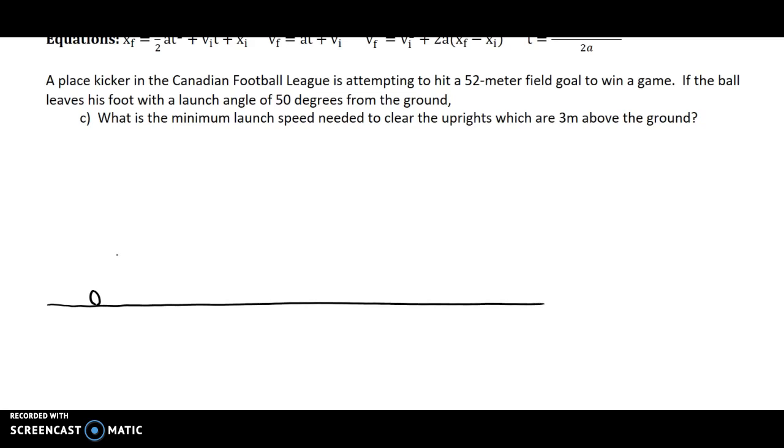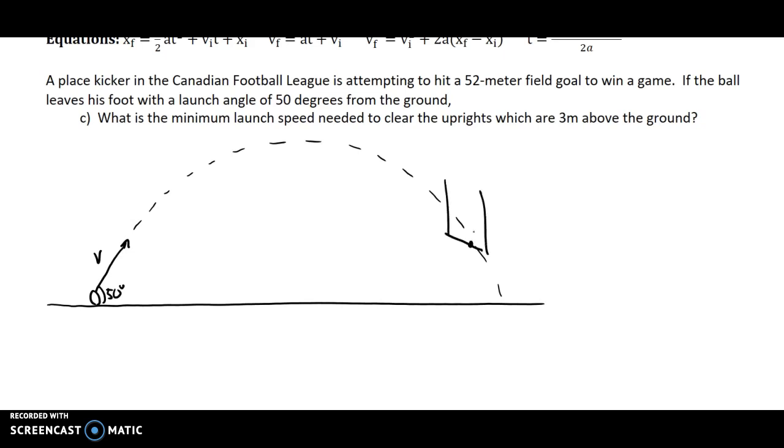It's going to leave at an angle of 50 degrees. So we know that's 50 degrees. And some velocity, let's just call that v. And it's going to come through on a parabolic trajectory. Now, if it's just clearing the uprights, we're going to assume that it's passing the uprights right at that position.